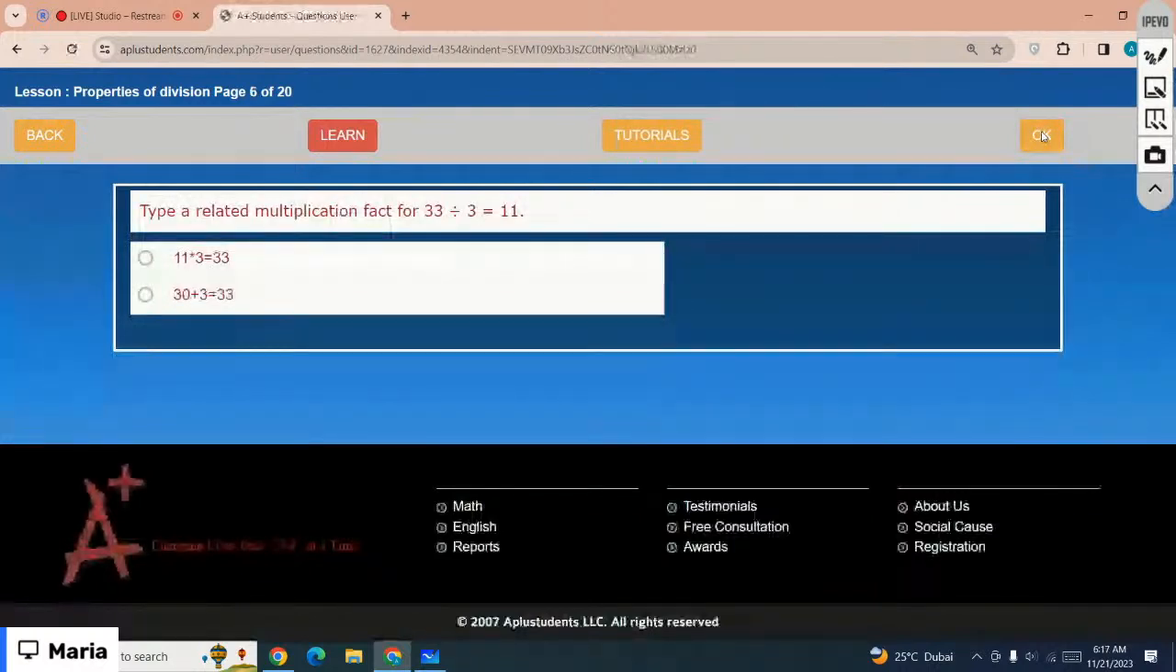Type a related multiplication fact for 33 divided by 3 equals 11. Which is the related multiplication fact? Which option is the correct one, 1 or 2? Very good. Option number 1 is the correct option. 11 times 3 is 33, the related multiplication fact.